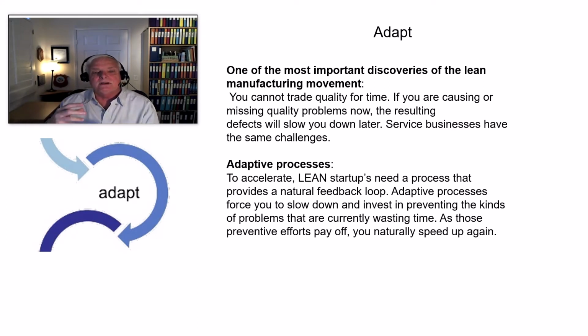Adapt is broken into two different areas. One of the most important discoveries of the lean manufacturing movement: you cannot trade quality for time. I love this philosophy because I used to tell people you can either have it right or you can have it right now. But I can't make it happen faster than I'm doing. You need to remember that. You can have it right or you can have it right now. You cannot trade quality for time.